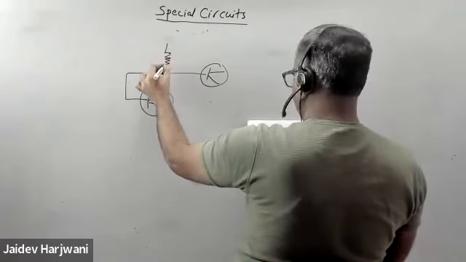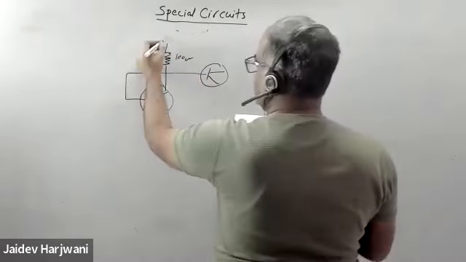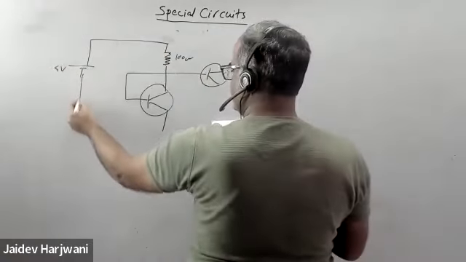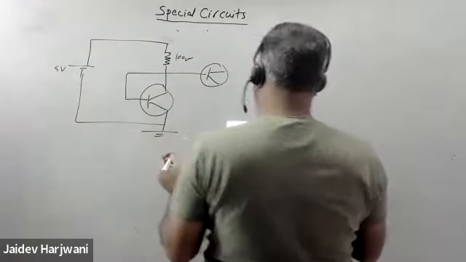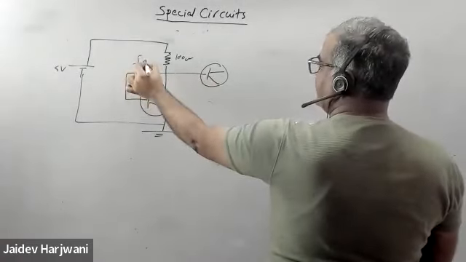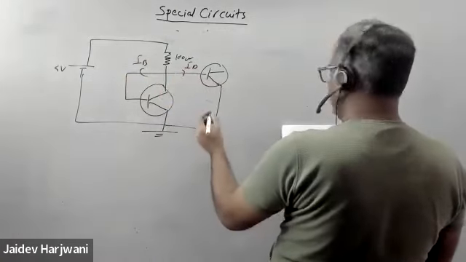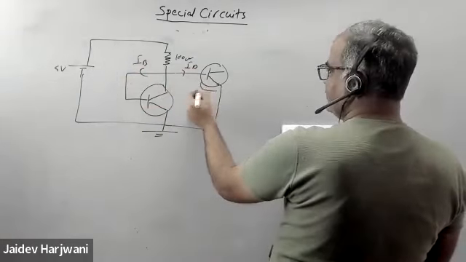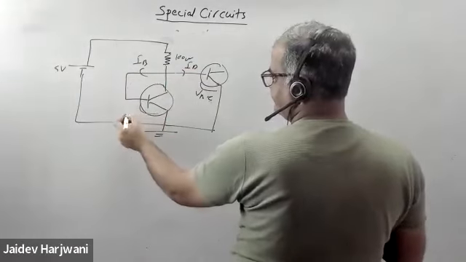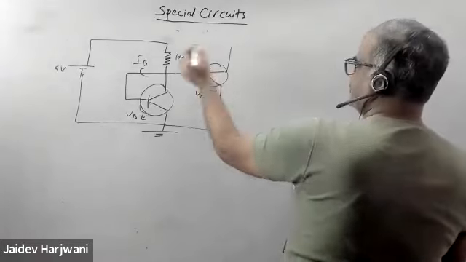This is 100 ohm. Here you have a 5-volt battery connected. Then the current is dividing, say IB, and this is also connected here. So the same VB, this is VB. Here also the same VB, and this is connected also here.